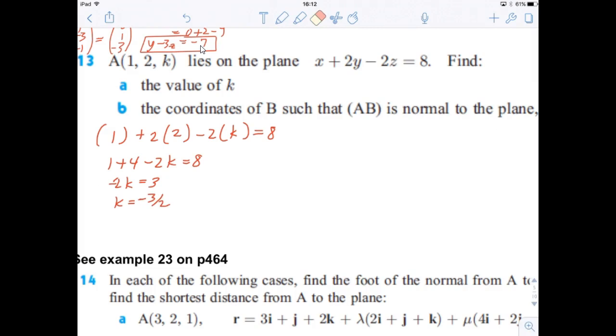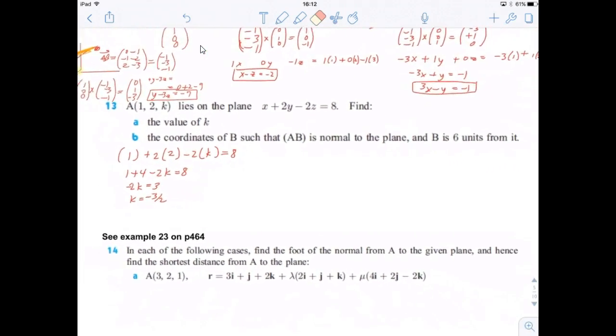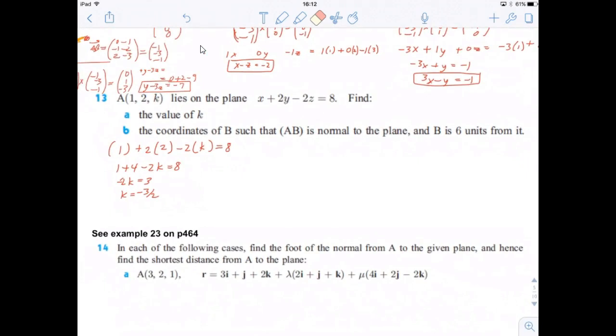And part B says find the coordinates of B such that AB is normal to the plane, and B is 6 units from it. So I'm just going to draw a picture here. I've got the plane, I've got A, which is on the plane, and then I'm going to draw B, a point where the line AB is normal to the plane, and B is 6 units from the plane.